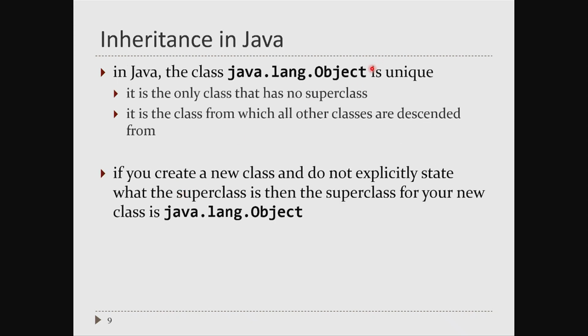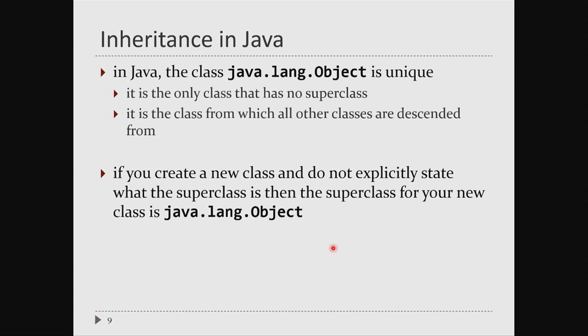Okay, so Object is unique in Java. It's the only class where there is no superclass, because it sits at the top of the inheritance hierarchy. Furthermore, it's the class from which all other classes are descended. So no matter what you want to do, when you make a class, you are constrained by having that class be descended from Object. In other words, your class will always have all the methods that Object has. All of the non-private methods that Object has.